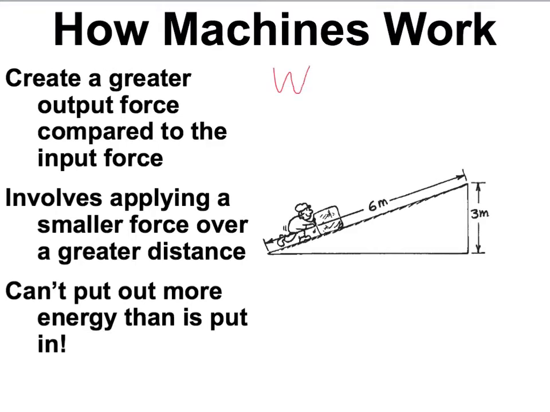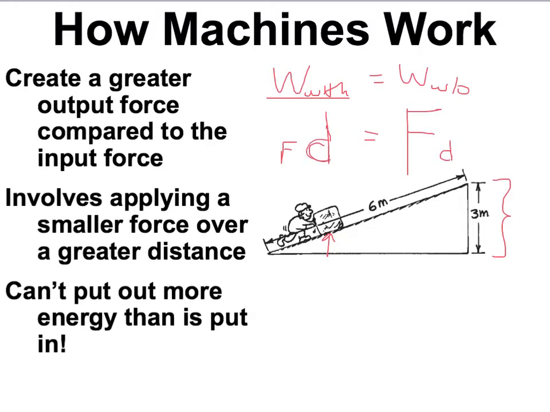So if the work with the machine is the same as the work without the machine, if you didn't have a machine, you'd require this great amount of force, but the distance would be less. Just like lifting this block right onto the top of this ramp at 3 meters. 3 meters is a smallish distance, but it would require a lot of force. Instead, you could use this machine, an inclined plane, to do work, and that would require less force, but you'd need to move it a longer distance, in this case 6 meters instead of 3 meters.